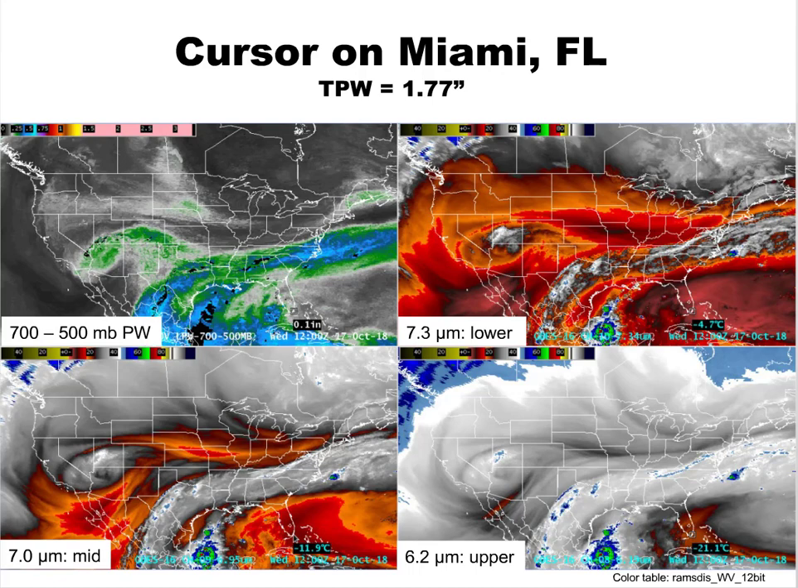Next, we'll compare this point with a location much further north in Canada where much cooler brightness temperatures exist. But keep in mind the TPW from the Miami sounding is 1.77 inches, and the 700 to 500 millibar layer precipitable water is observed at 0.1 inches, and that comes from microwave instruments on board polar orbiting satellites as seen in the advected layer precipitable water product.